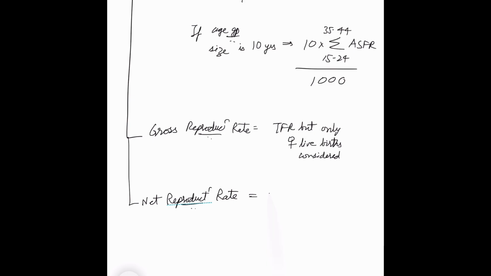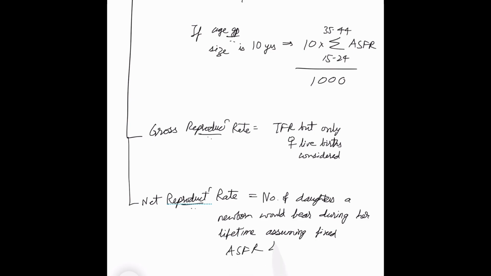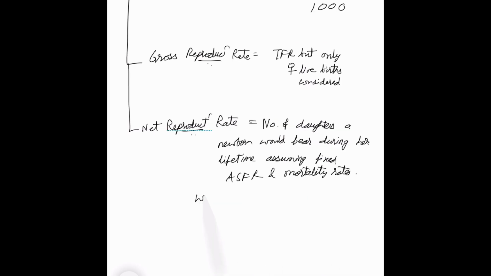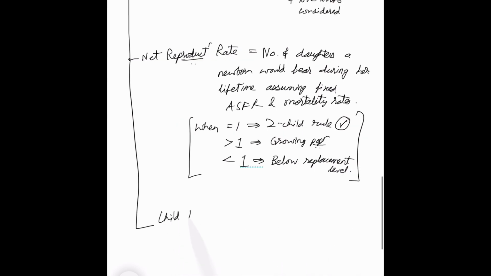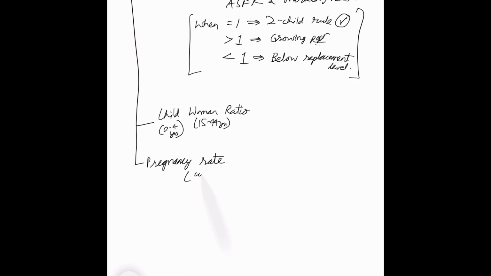Coming to the gross reproduction rate, it's basically the total fertility rate, but only female live births are considered, like female babies. Next, we have the net reproduction rate, which is the number of daughters a newborn would bear during her lifetime, assuming fixed age-specific fertility rates and mortality rates. When it's equal to 1, it's the standard for following the two-child rule. All's good when it's equal to 1. When it's more than 1, it signifies an expanding and growing population. And when it's less than 1, it signifies that the population is declining and going below the replacement level.